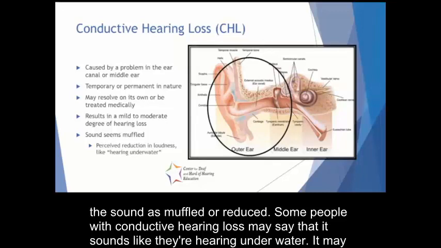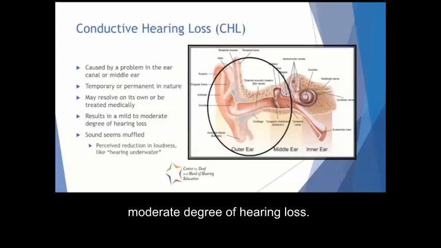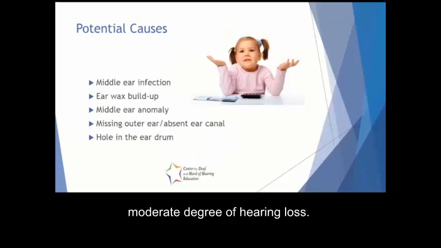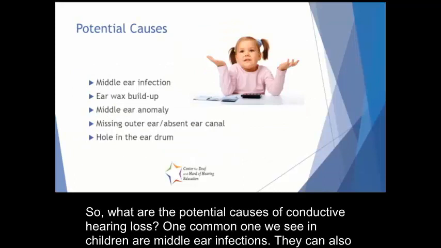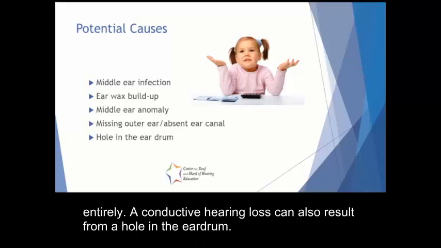Some people with conductive hearing loss may say that it sounds like they're hearing underwater. It may resolve on its own, or it may need medical intervention. It can be permanent in nature or temporary, and it typically results in a mild to moderate degree of hearing loss. So what are the potential causes of conductive hearing loss? One common one we see in children are middle ear infections. They can also have earwax buildup, where earwax is plugging up the ear canal. They can have a middle ear anomaly, or they can be missing their outer ear entirely. A conductive hearing loss can also result from a hole in the eardrum.